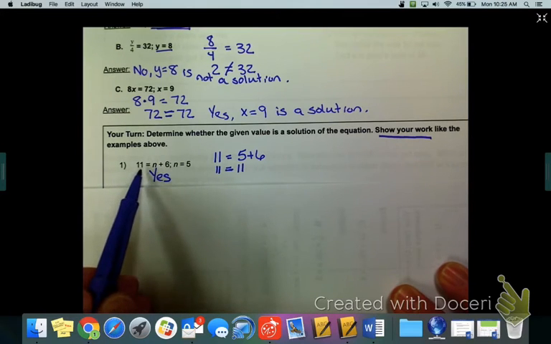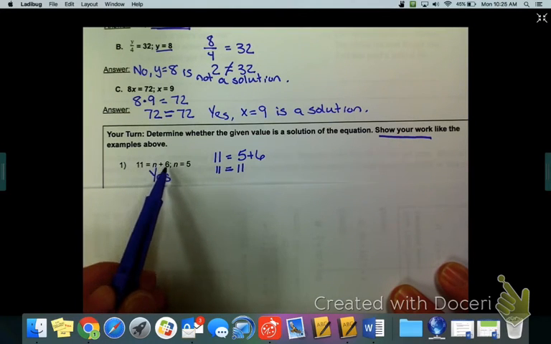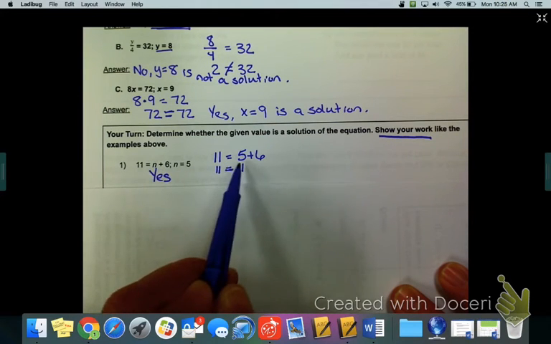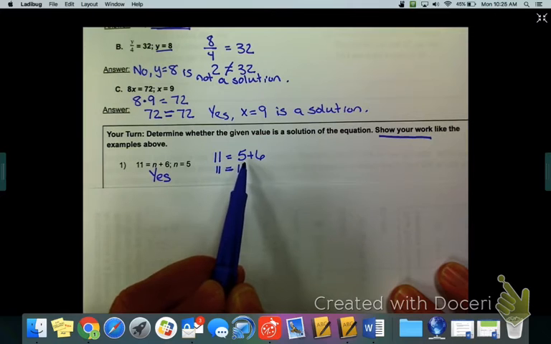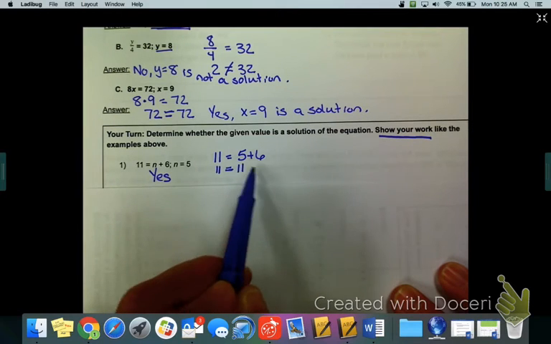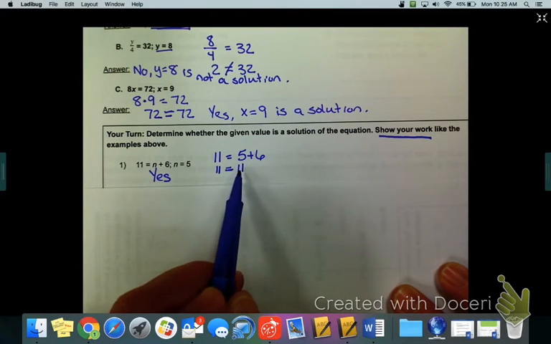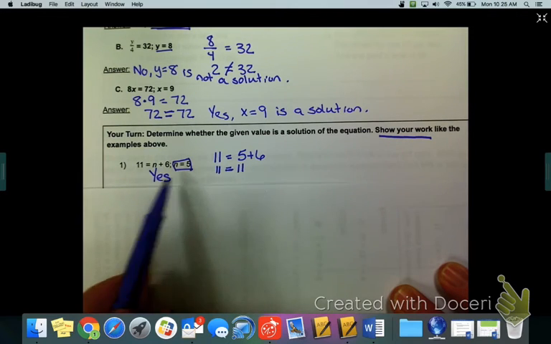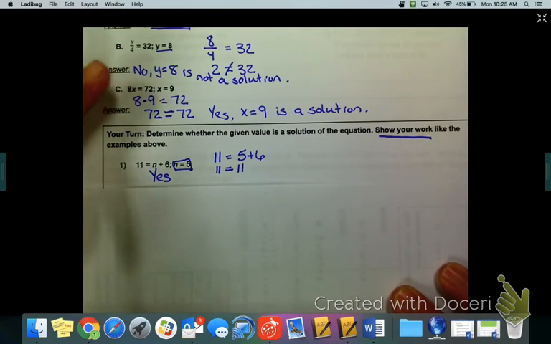So I know that 11 equals n plus 6, and n is 5. So I came over here, I rewrote the problem, and instead of using n, I substituted 5. So now I solved over here and said 5 plus 6 is 11. So yes, 11 equals 11. When n is 5, that is a solution to the equation. Look at number 2.